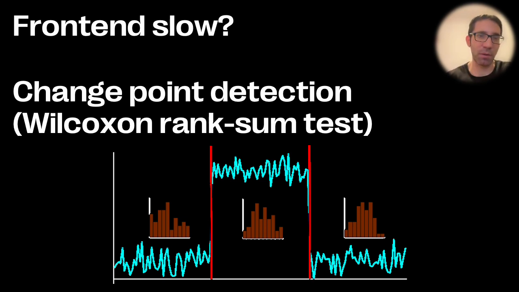At some point, the problem is fixed. The model goes back to its original state. And the task of change point detection is now to figure out these red lines. So in time, when does the change take place?